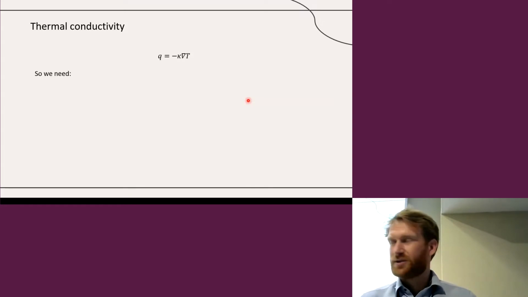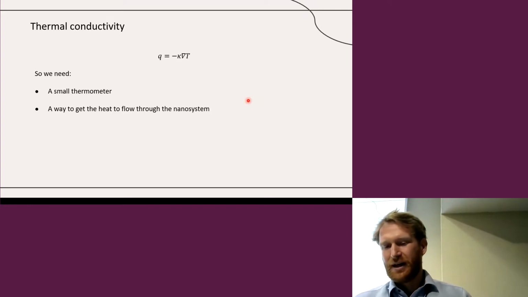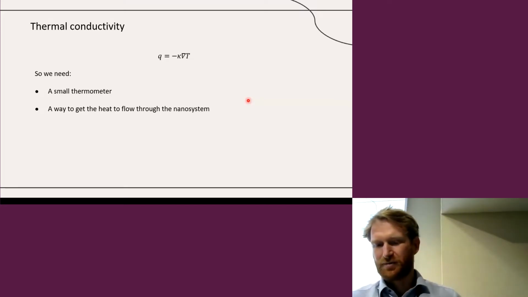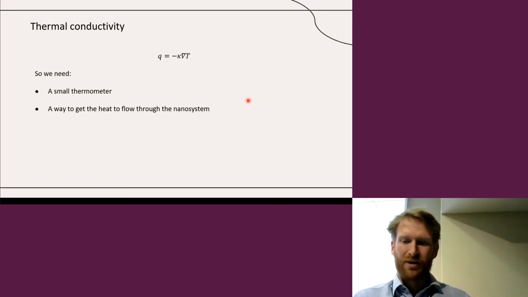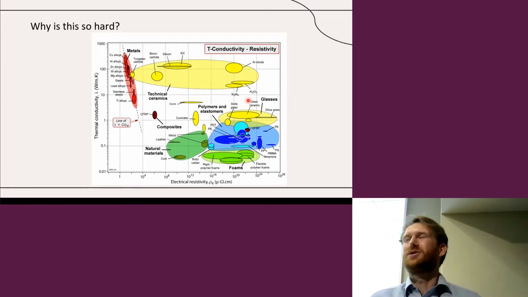So in very simple terms, what we need to measure the thermal conductivity is a very small thermometer, so that we can measure the temperature at the nanoscale, and we need a way to get the heat to truly flow through the nanosystem and not just flow through its environment or flow through the substrate or anything like that.